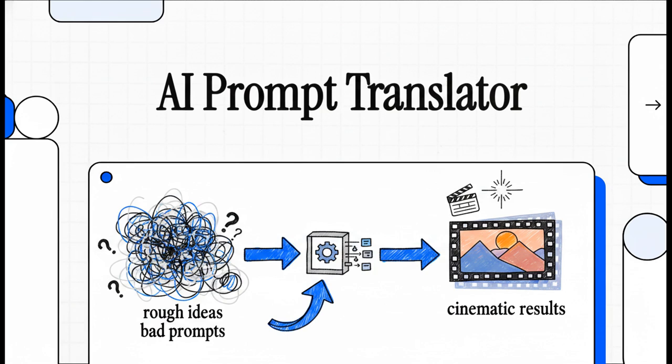We'll look at how using a custom AI prompt generator acts as a literal translator, taking your messy, brilliant human ideas and turning them into the structured data the AI actually understands. This is how you achieve genuinely cinematic results. Okay, let's dive right in.